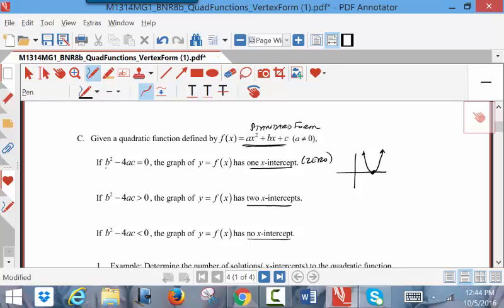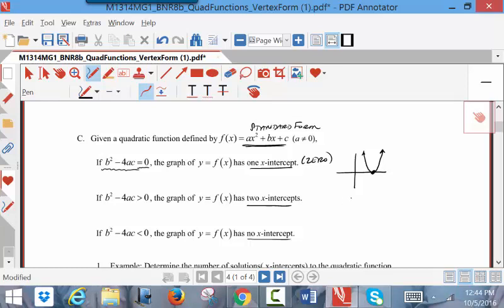So that would be an example of having one x-intercept. What it says here is that if you compute b squared minus 4ac and it ends up equaling 0, then you will have one x-intercept. So your parabola will look something like that. It might be opening down and be under the x-axis, but it's just going to touch it.